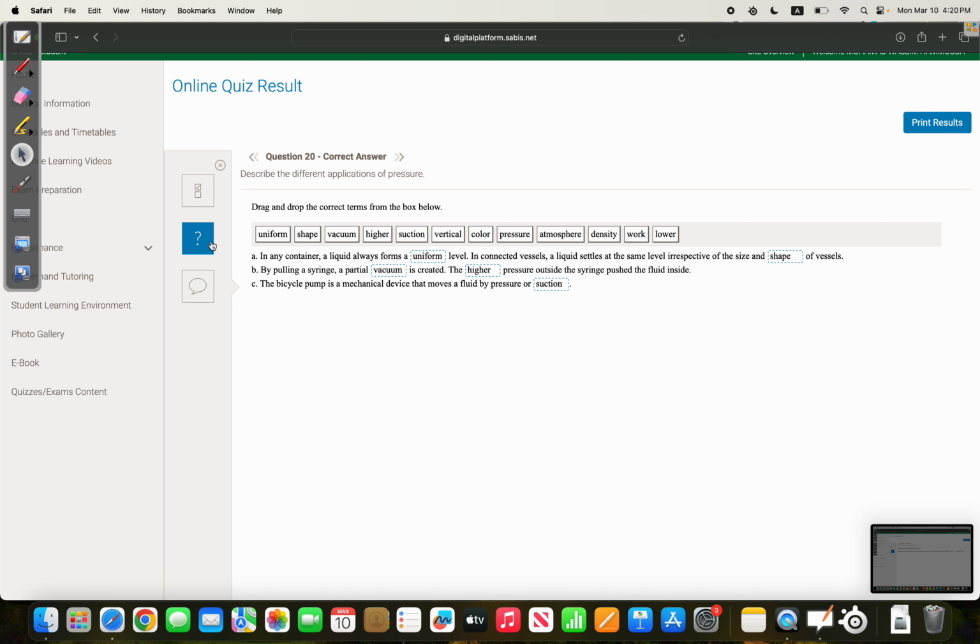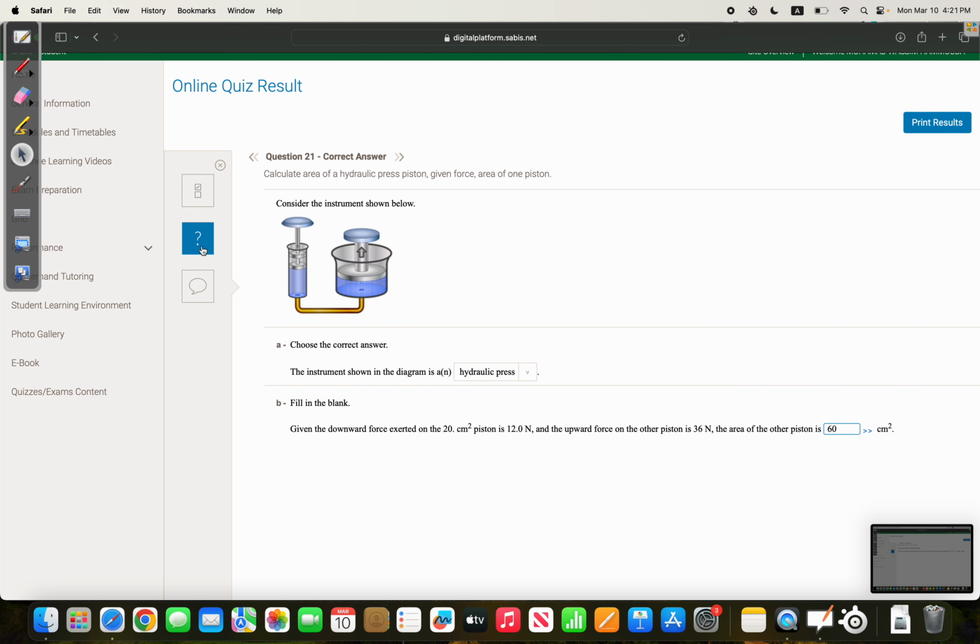In any container, a liquid will always form a uniform level. In connected vessels, a liquid settles at the same level irrespective of the shape and size of the vessels. By pulling a syringe, a partial vacuum is created. The higher pressure outside the syringe pushes the fluid inside. The bicycle pump is a mechanical device that moves a fluid by pressure or suction. Number 21.